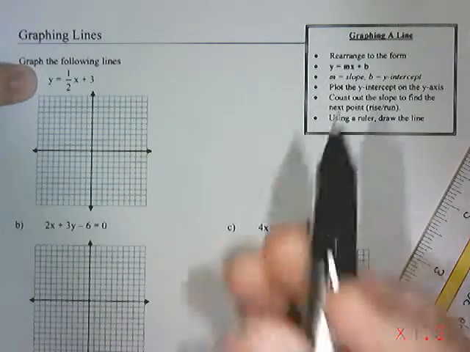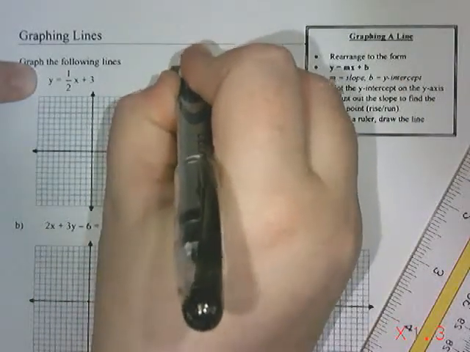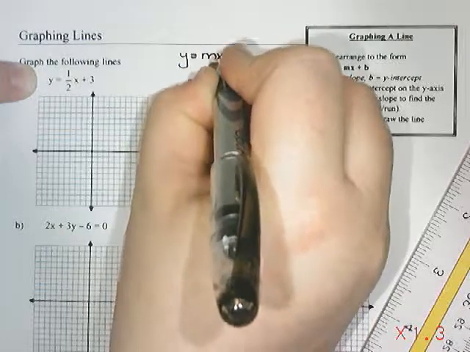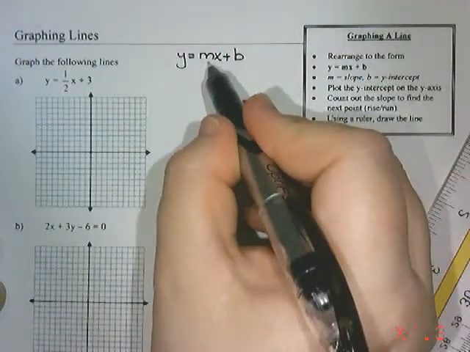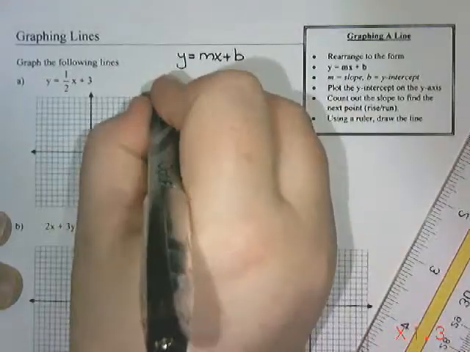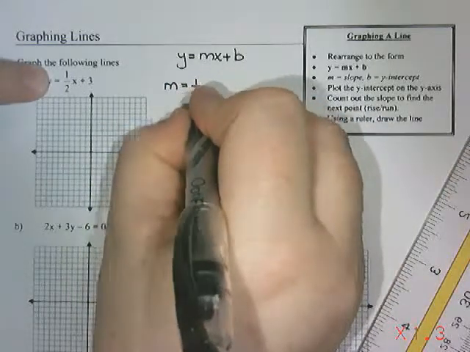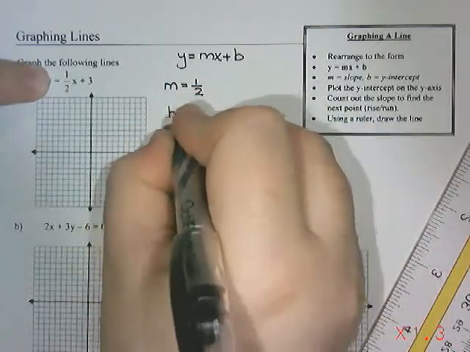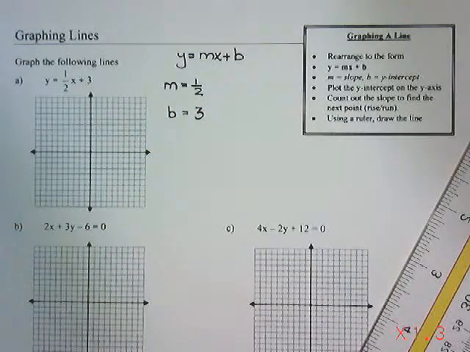So this is written in what they call slope and y-intercept form. y equals mx plus b is regular slope y-intercept form, where m is your slope and b is your y-intercept. In this case, my slope would be the number in front of the x, which is 1/2. And my b, my y-intercept, is going to be positive 3. When I'm trying to graph a line, I usually start with the y-intercept. It's a point. It gives me a place to start.